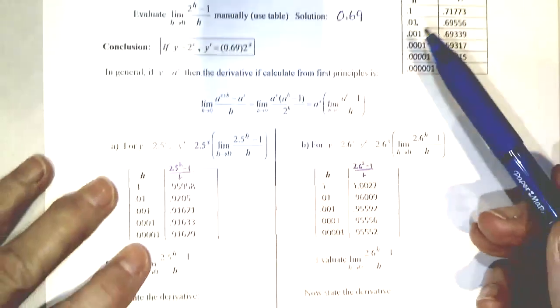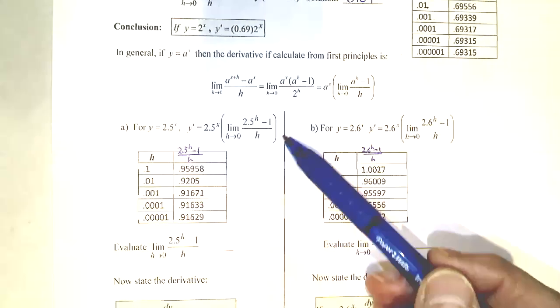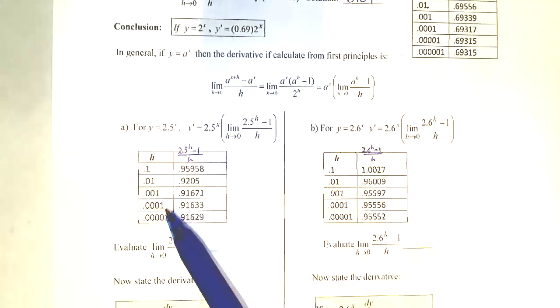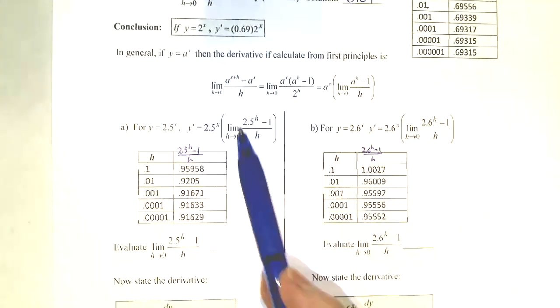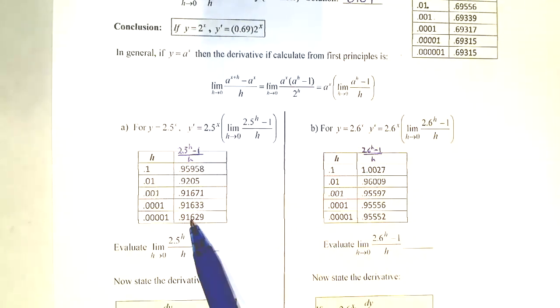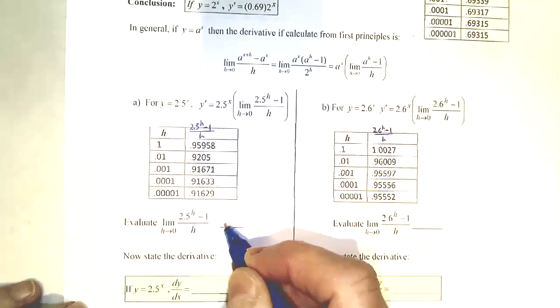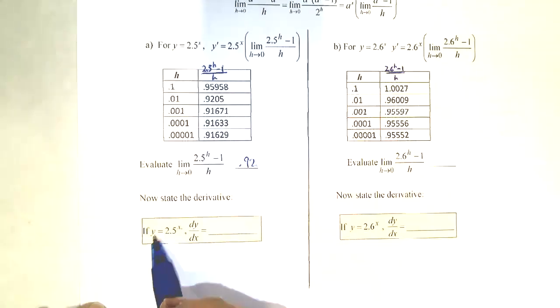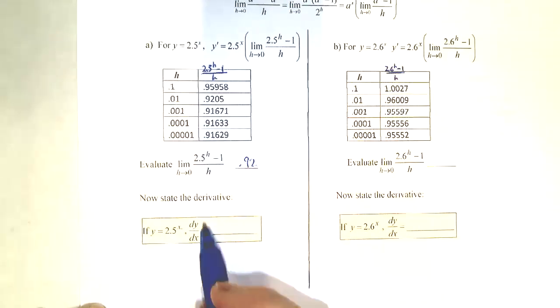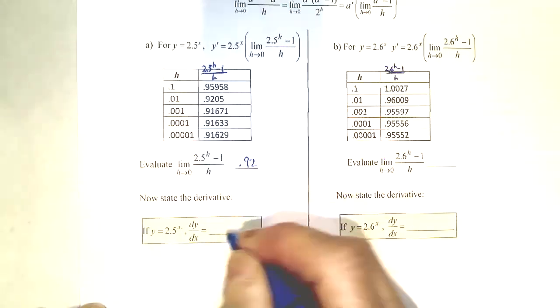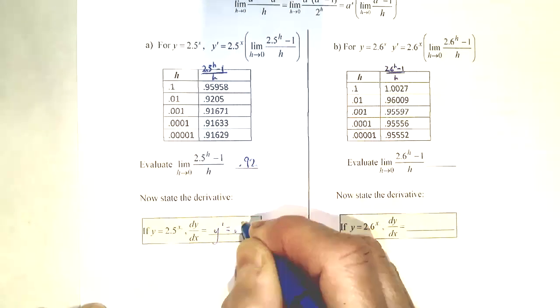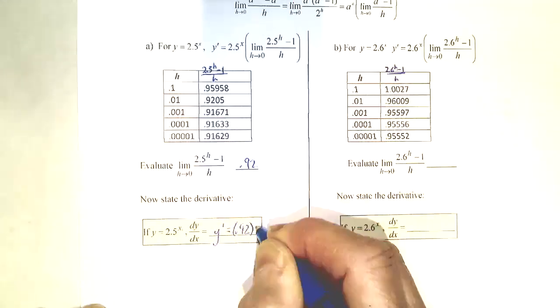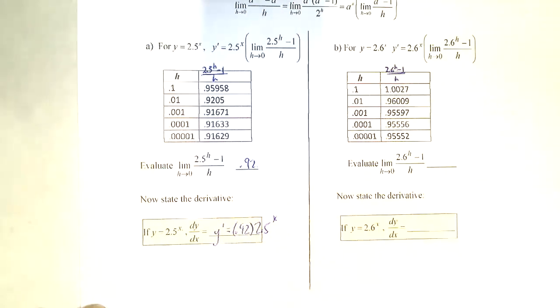And again, I'm going to mechanically calculate this numeric value by putting in smaller and smaller numbers, and you can see that the limit as h goes to 0 of this expression is 0.916. Or if I round it to 2 places, I could put 0.92, right? So if y is that function, the derivative, remember Leibniz notation, would be y prime equals 0.92 times 2.5 to the exponent x.